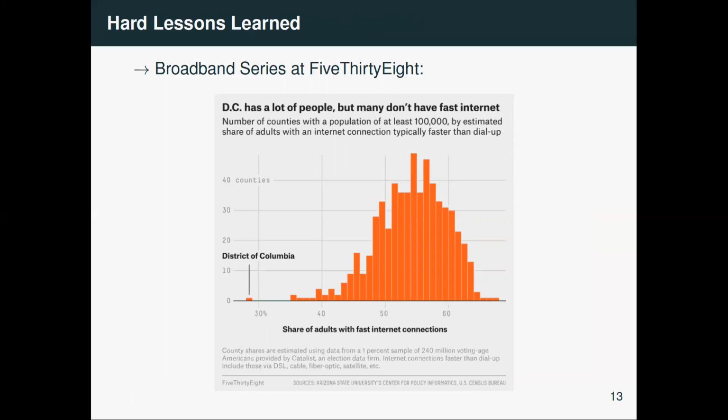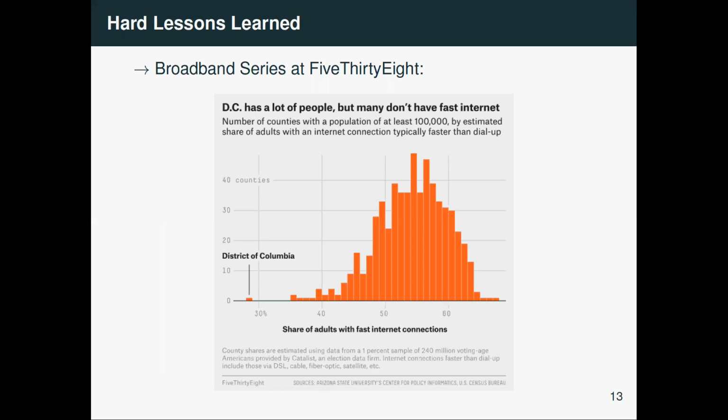for on-the-ground reporting. One thing they found in the data was that Washington D.C. has very low levels of broadband access, and this is like orders of magnitude lower. You can see here in this chart that the share of adults with fast internet connections by county or by area, most of it is around 50 or 60%, whereas in the District of Columbia, it's less than 30%. So the writers of the story found this to be very interesting.